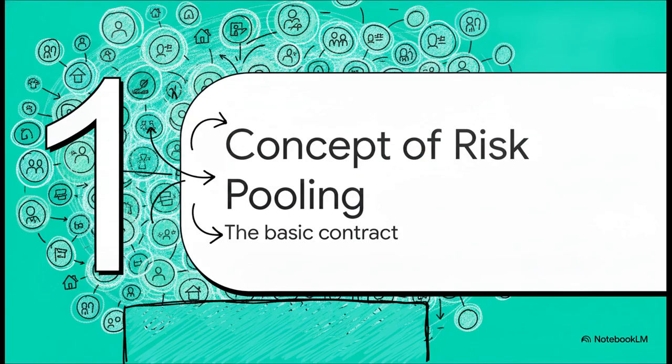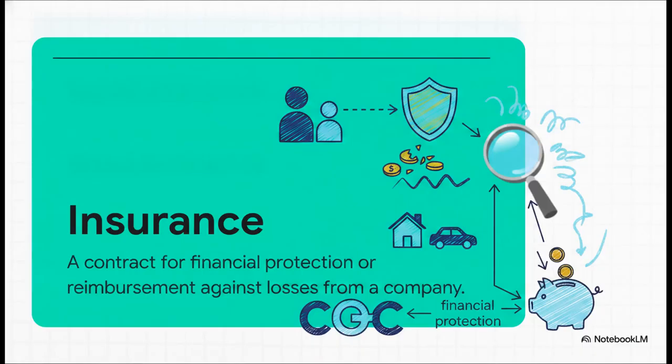Section 1. The concept of risk pooling. The basic contract of protection. Before we look at the global landscape, we absolutely must start at the individual, microscopic level. At its core, insurance is a contract, represented by a policy, where an individual or entity receives financial protection or reimbursement against losses from an insurance company. Breaking that down, it's basically a baseline contract built on mutual financial protection. You enter into a legally binding policy where you pay a little upfront so that if disaster strikes, a corporate entity covers the massive loss.